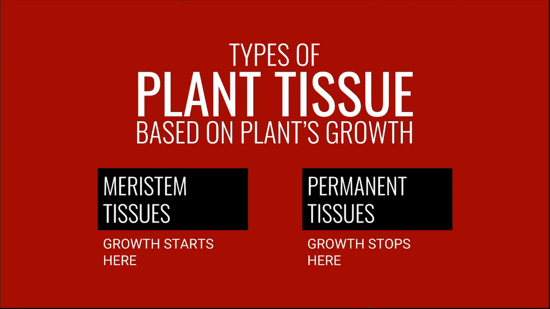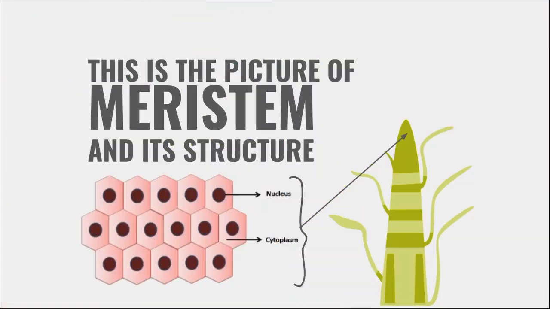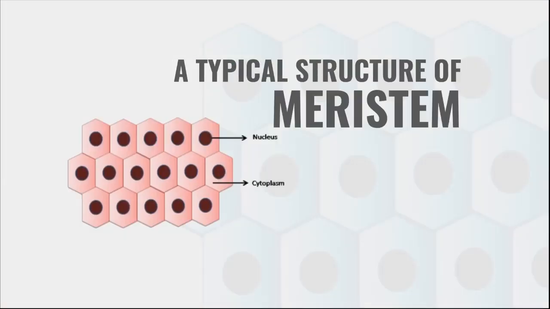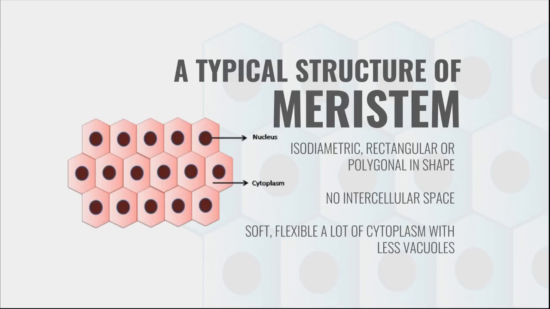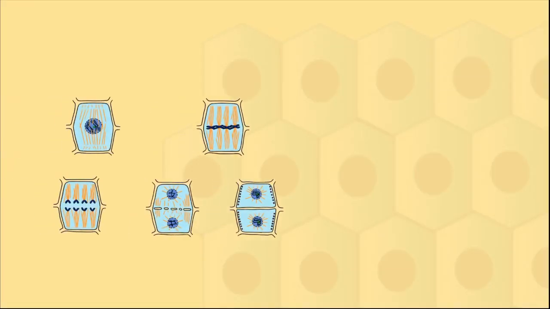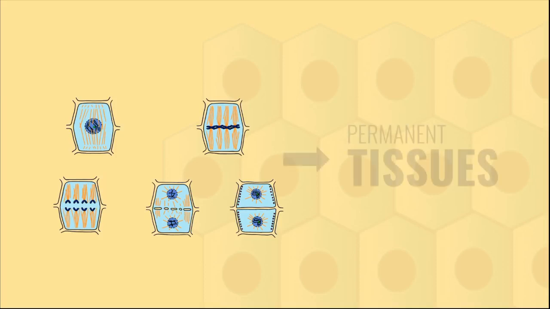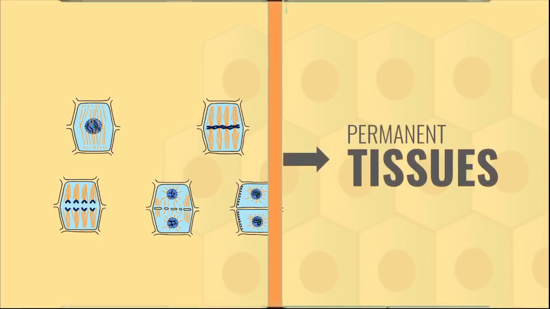Now let's come back to the meristem. Look at this picture. This is a typical structure of meristem tissue. These tissues contain many cells, which are either isodiametric, rectangular, or polygonal in shape. These cells are packed closely, leaving no intercellular space between them. These cells are typically smaller, soft, and flexible, and are filled with cytoplasm in large quantity, with almost no vacuoles in them. Meristem cells are continuously divided via mitosis. Once these cells enlarge enough in size, they then turn into permanent tissues.